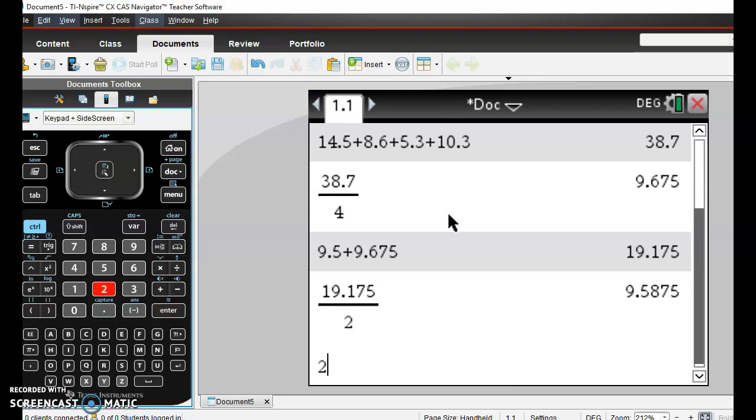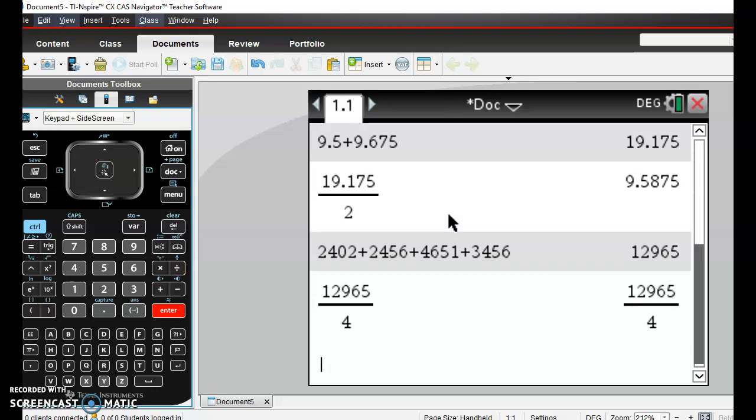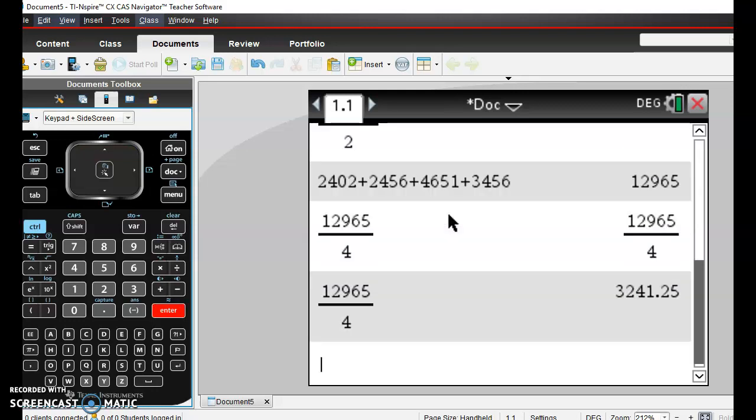Okay, so 2402 plus 2456 plus 4651 plus 3456. That's then divided by 4. Approximately equal to, to make life easier, 3,241.25.